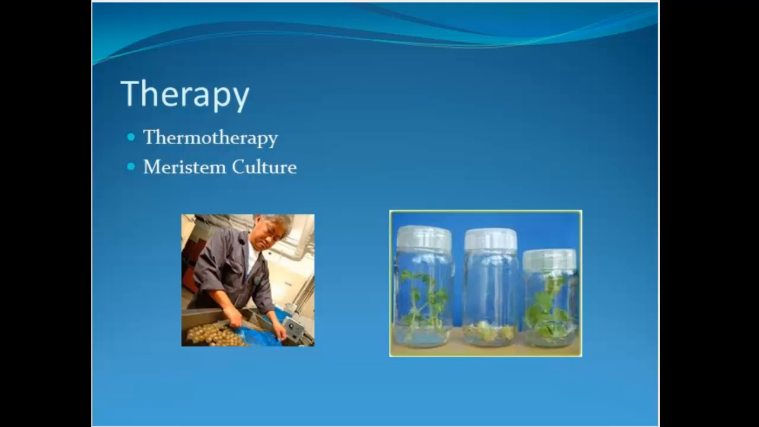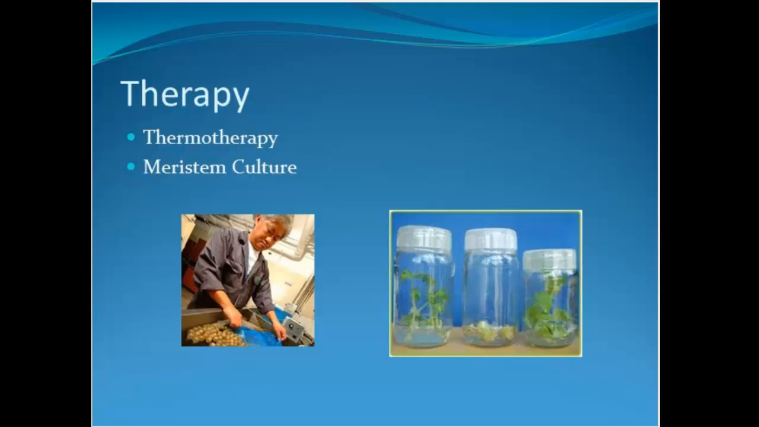And so we can use thermotherapy to try to clean up that infection. Another example of therapy that we can do is called meristem culture, and that's where we go in and select a plant part. We may have a plant that has viral or bacterial disease in it, but through some manipulation we are able to select a part of the plant that is free of bacterial and viral diseases, and we may only take a very few cells.